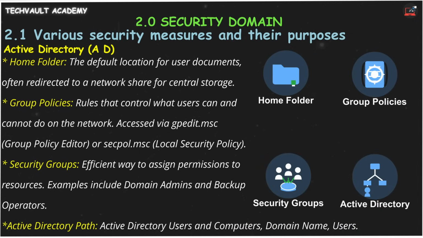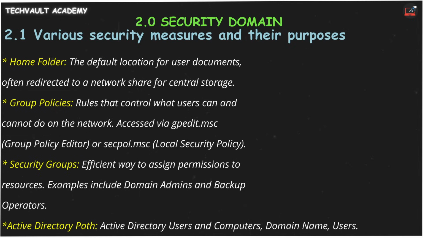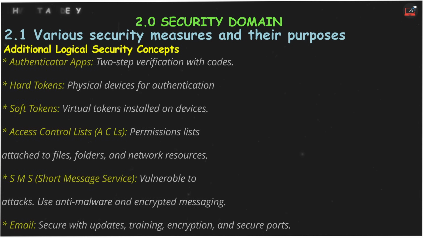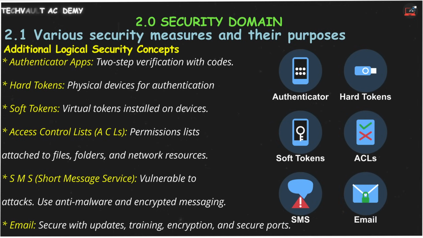Group policies, rules that control what users can and cannot do on the network, accessed via gpedit.msc, group policy editor, or secpol.msc, local security policy. Security groups, an efficient way to assign permissions to resources. Examples include domain admins and backup operators. Active Directory path: Active Directory Users and Computers, domain name, Users. Additional logical security concepts: authenticator apps, two-step verification with codes, hard tokens, physical devices for authentication, soft tokens, virtual tokens installed on devices, access control lists, ACLs, permissions lists attached to files, folders, and network resources.